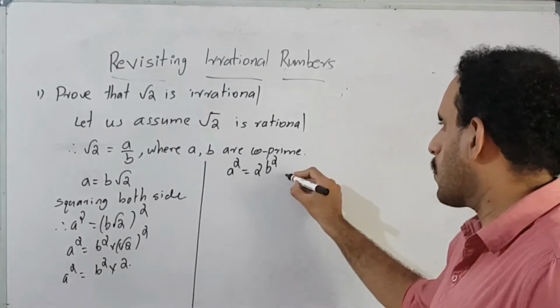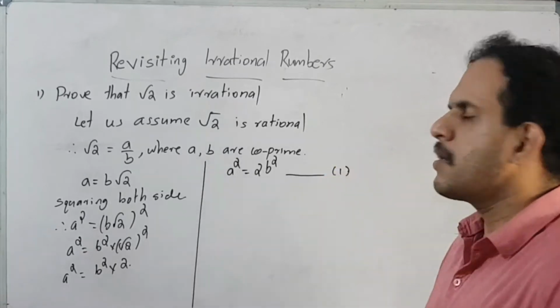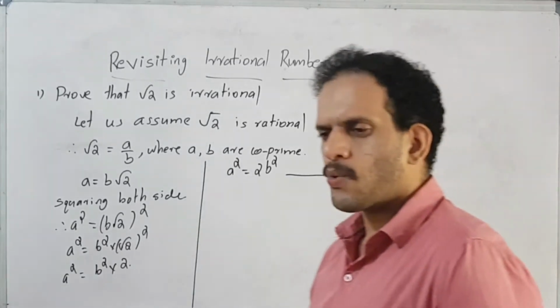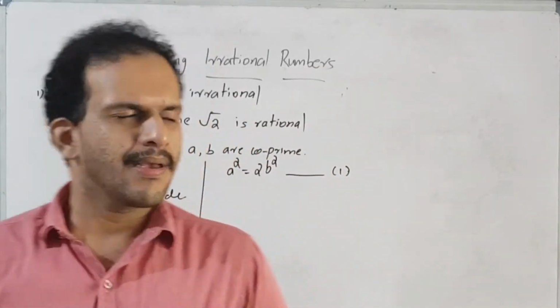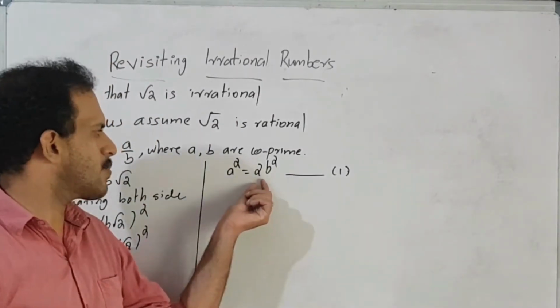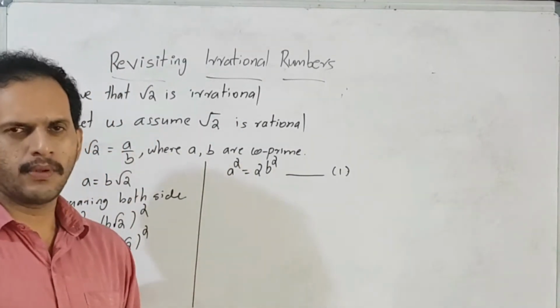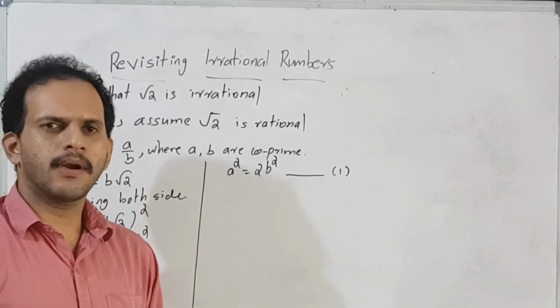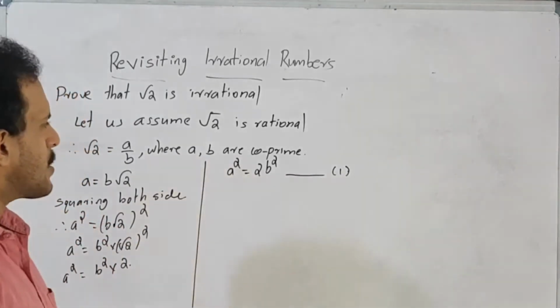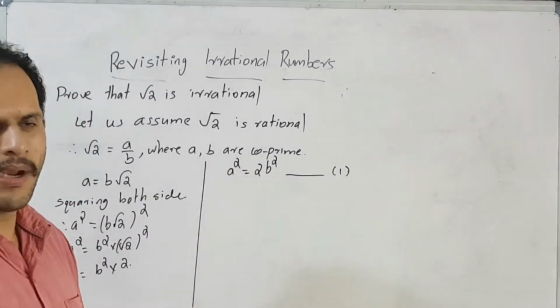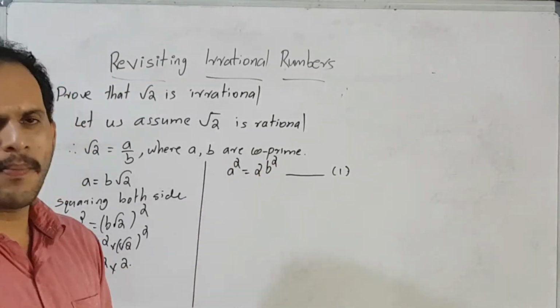This one we choose as equation 1. So what does it mean? a square is equal to 2b square means a square is a product of 2. Correct? Then it's very clear a square is divisible by 2.